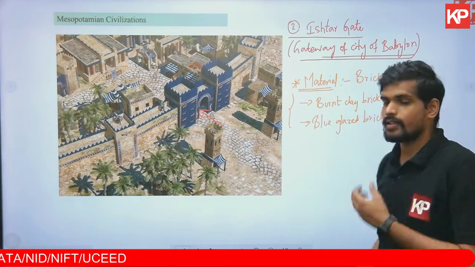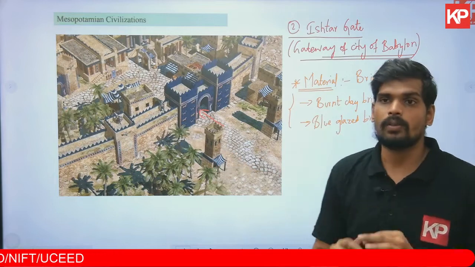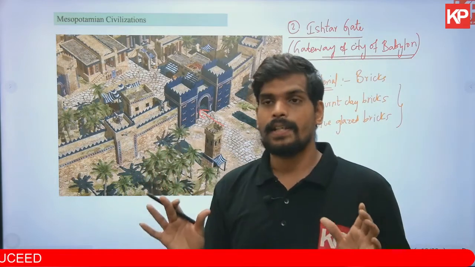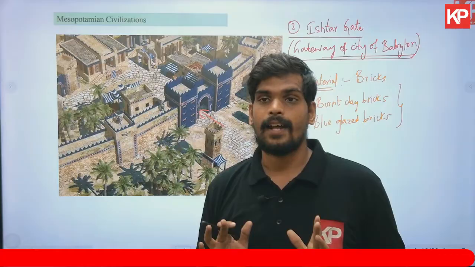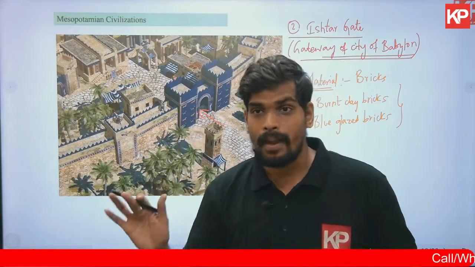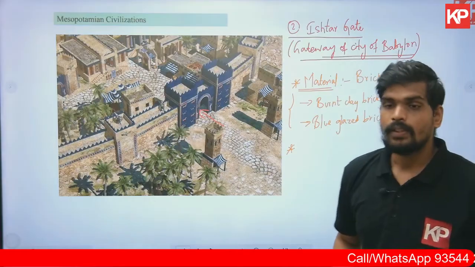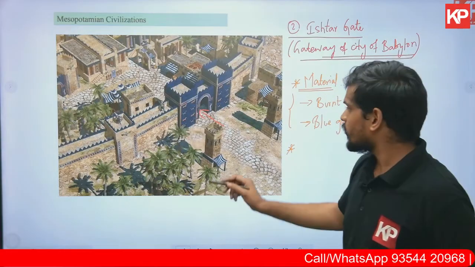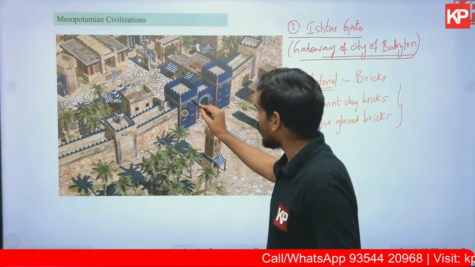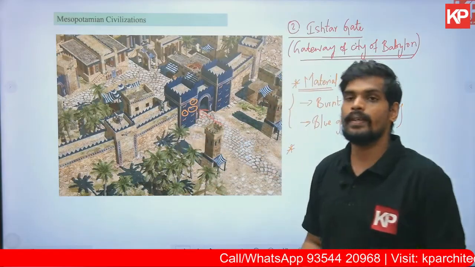So this is about the construction material. You can see in this picture also the outer part is completely ornamented with blue glazed bricks in the Ishtar Gate, which is the gateway of the city of Babylon. That is point number 1. Point number 2, the ornamentation on it. You see these patterns of dragons. So horned dragons were seen in the ornamentation of this gateway.